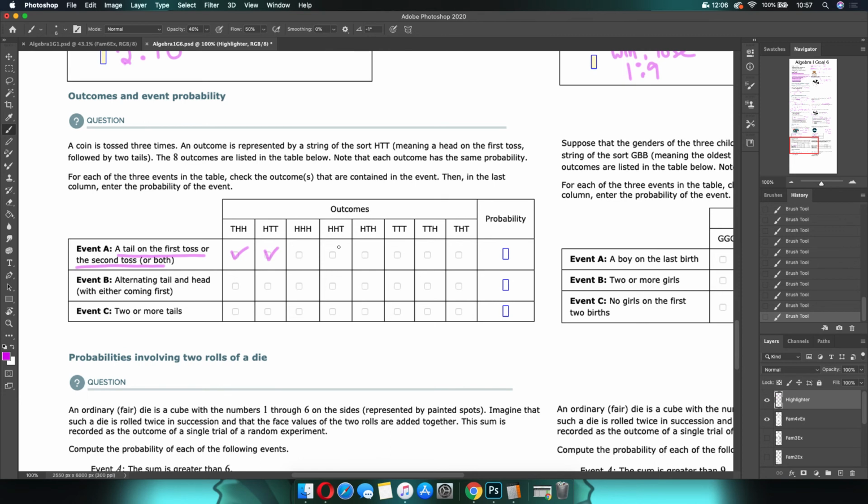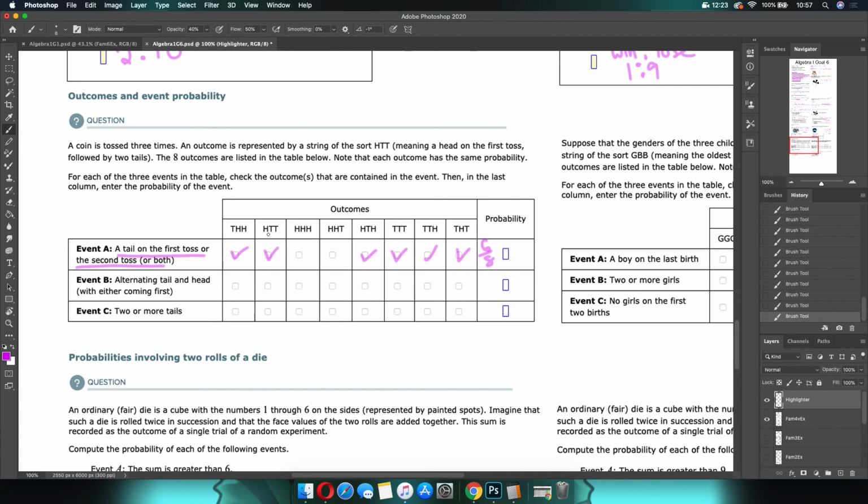No. Tail first or second? Yes. Tail first or second? Double yes. Tail first or second? Double yes. Tail first or second? Yes. So what did we end up having? Having 6 out of 8. Over here, alternating head or tail.